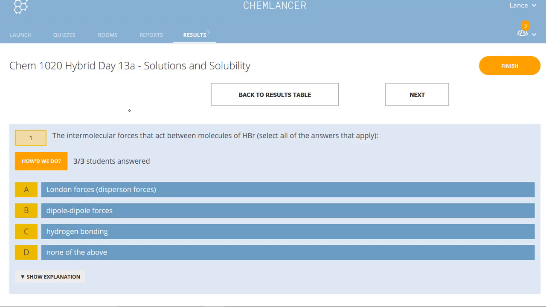And so checking out our view, the intermolecular forces that act between molecules of HBr, these are London forces and dipole-dipole forces. Looks like maybe one of you missed the dipole-dipole forces here. And that is, dipole-dipole forces are also present. In fact, the two different types are present because HBr, what type of molecule is HBr?